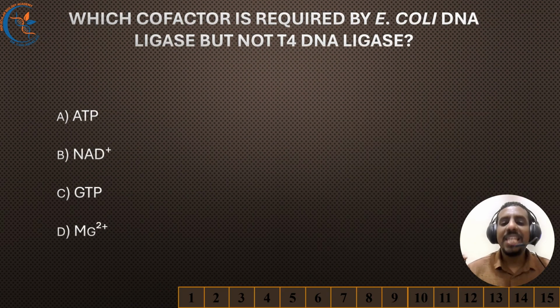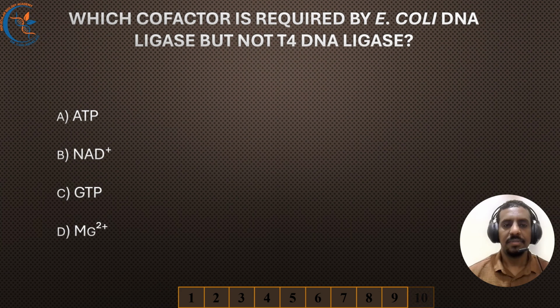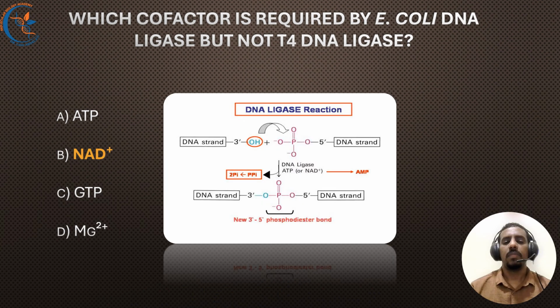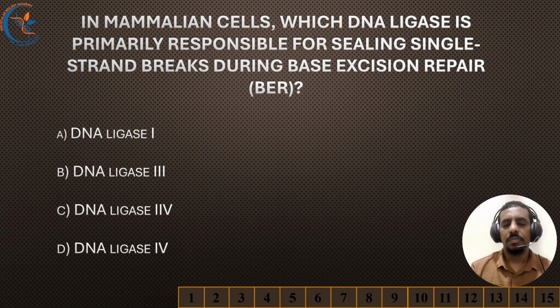All right, the next question. Which cofactor is required by E. coli DNA ligase but not T4 DNA ligase? The correct answer is NAD. E. coli ligase uses NAD as the cofactor, while T4 DNA ligase requires ATP.